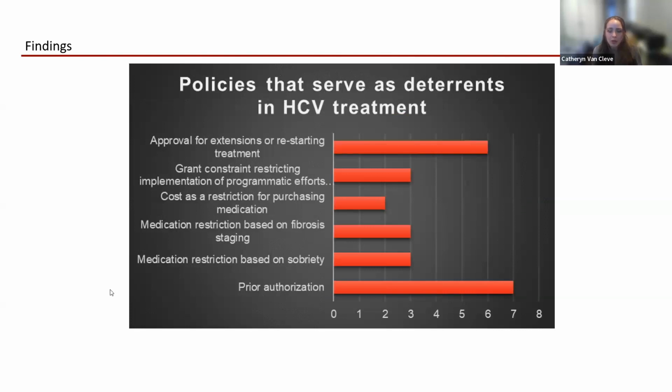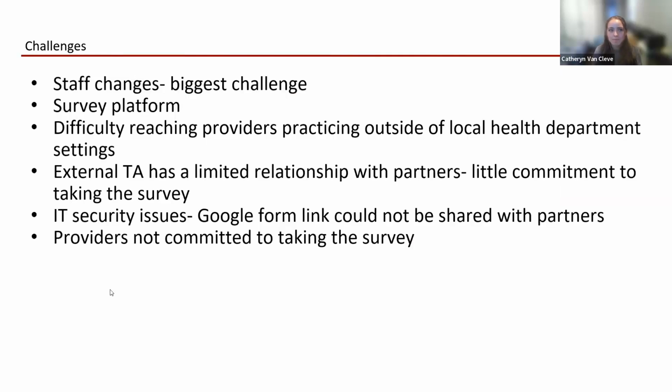We wanted to know about the obstacles that providers faced in trying to provide treatment for HCV. As you can see, a lot of people reported that both prior authorization as well as approval for extensions or restarting treatment were significant barriers to providing treatment. And so those are things that we'll try to look into from a policy side to help make it easier for providers to treat HCV.